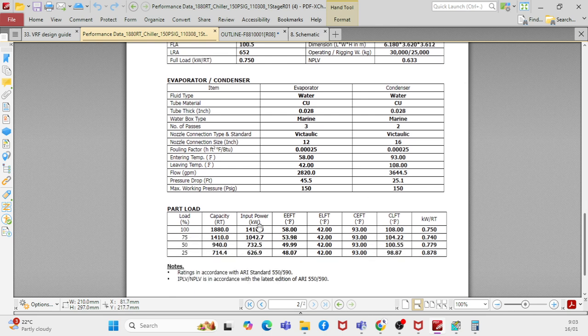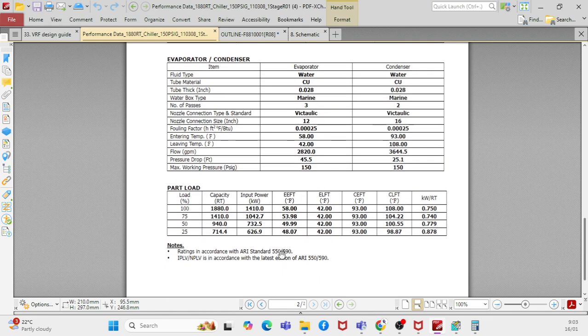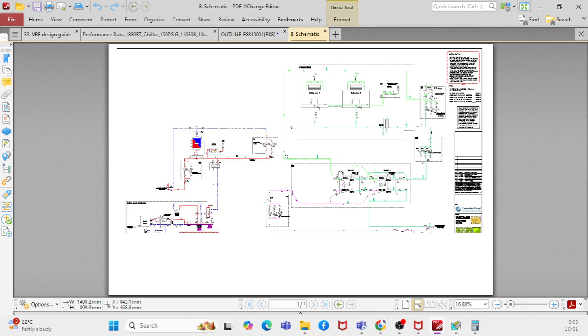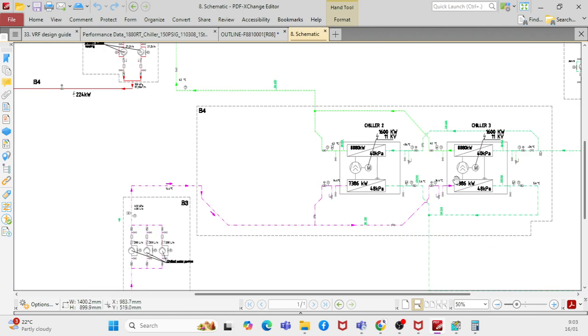Similarly, it is the same thing for the IPLV value. How do you calculate IPLV values? You have 100 percent load, you have refrigerant, you have input power. You will calculate the COP, as I said. The same calculations apply. All the other parameters are very similar to your air cooled chiller selection.